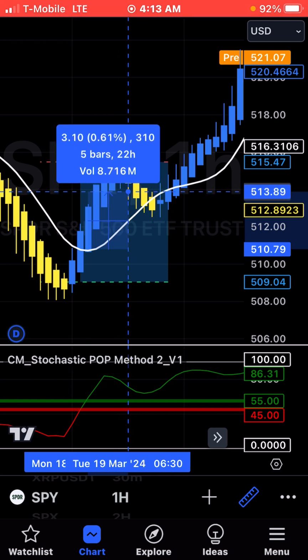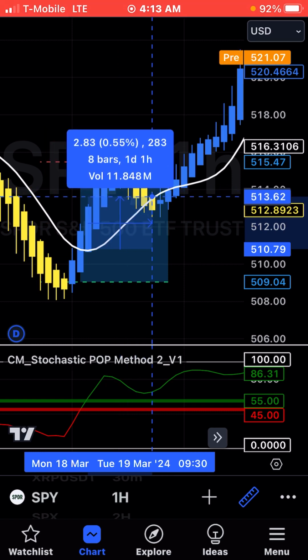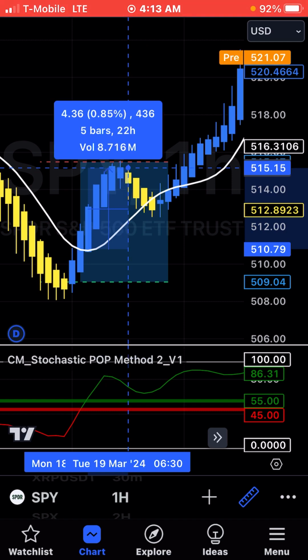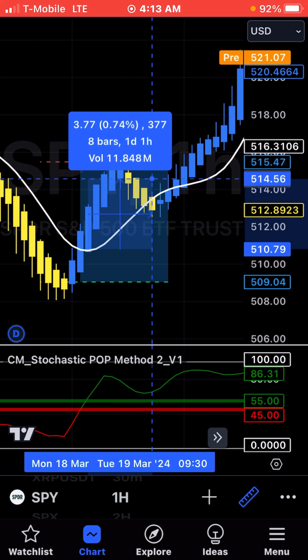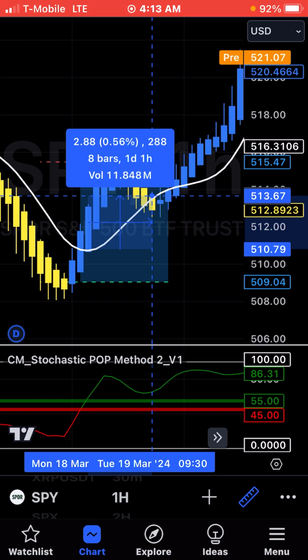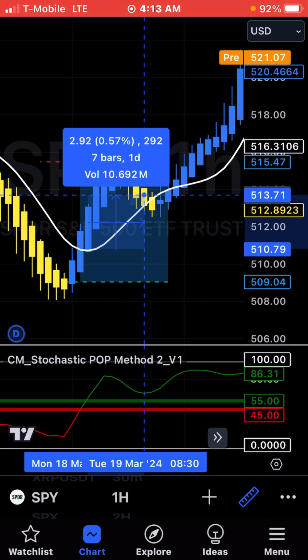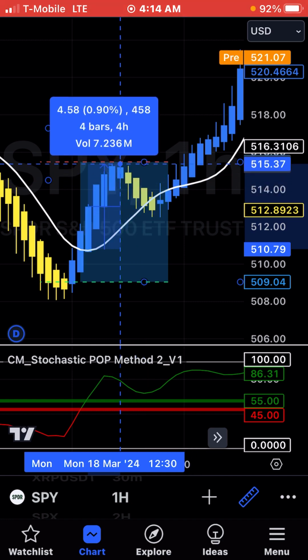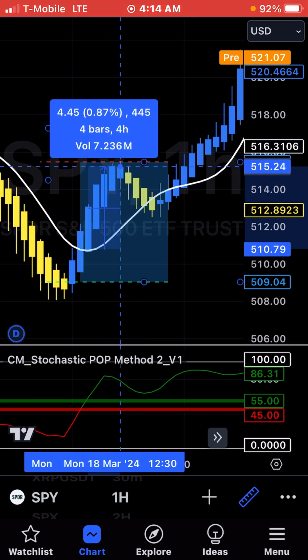Wait till it touches the linear line. You can get out here, or you can get out up here. If you got up there, you would have made $436. If you got up here, you would have made about $288. And this is about a day, so let's just say we got out right here. This is a day right here. So this is $341 right here. And up here at the top is about $431.